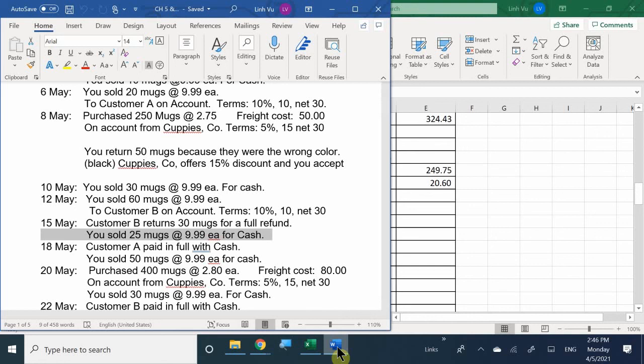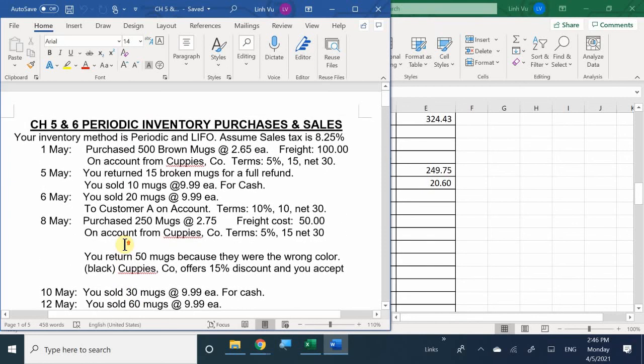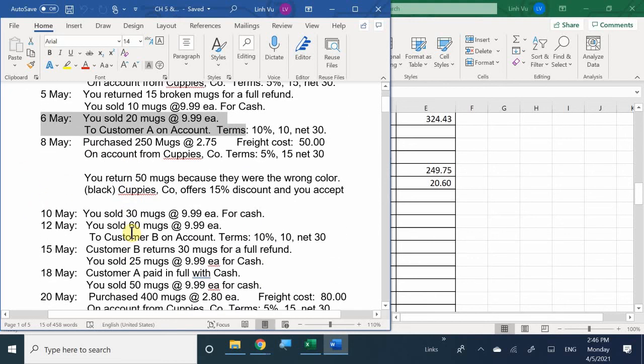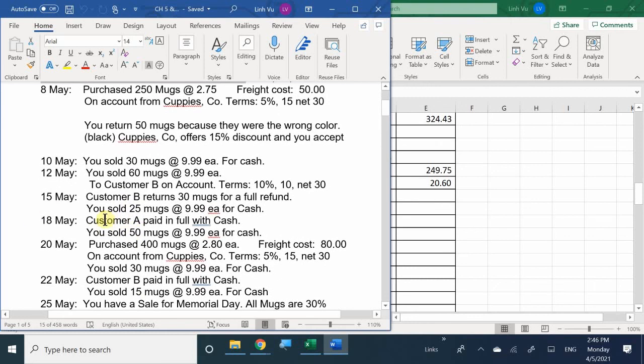So let's see what happened next on the 18th. On the 18th, customer A paid in full with cash. Okay. So let's go ahead and take a look at customer A. When did we sell to customer A? On the 6th of May. If they're paying now on the 18th, did they meet the terms? No, they just barely missed it.